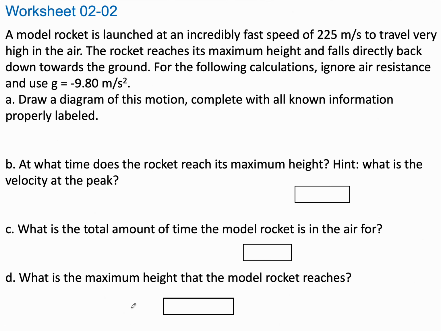A model rocket is launched at an incredibly fast speed of 225 meters per second to travel very high in the air. The rocket reaches its maximum height and then falls back to Earth. And by the way, here we're assuming the rocket's already run out of fuel. So it starts out with an initial velocity of 225. And what's going to happen? It's going to go up and then fall back down to the Earth. And so its motion is going to look like this. And I realize it would actually come straight down on itself, but I'm going to do this. It's going to stop and then begin to accelerate back downward again until it hits the ground.